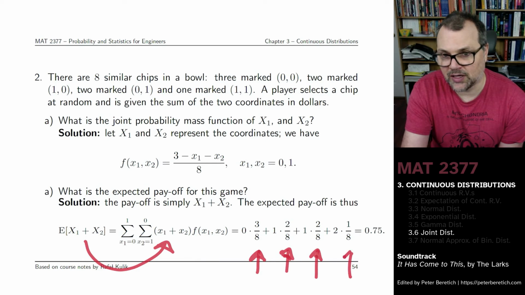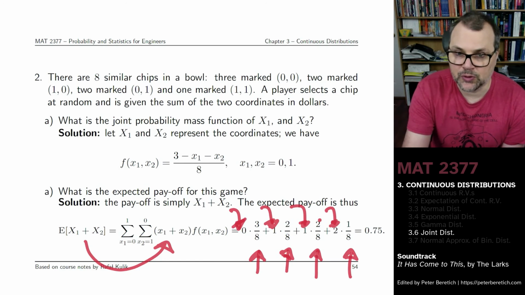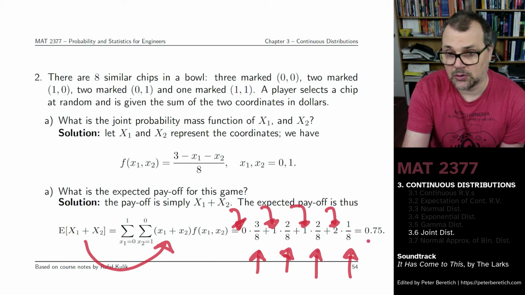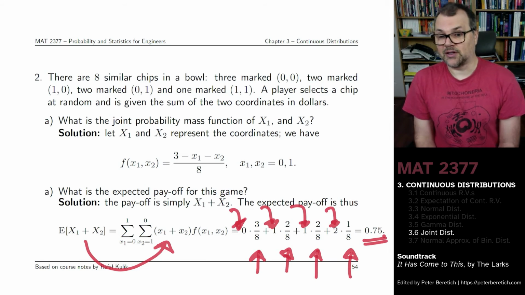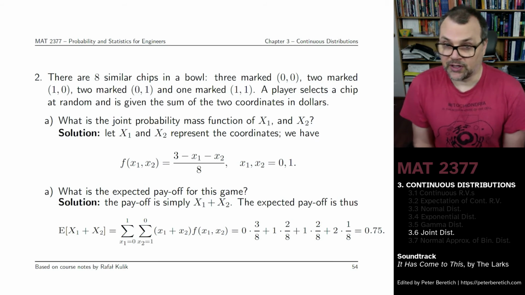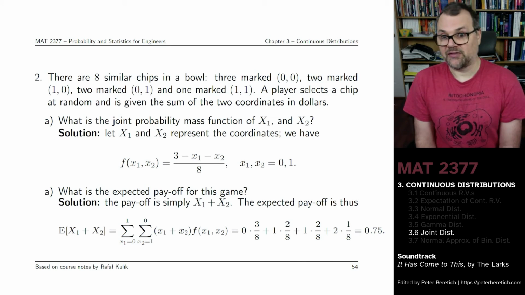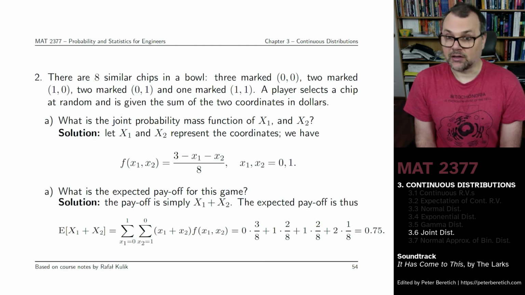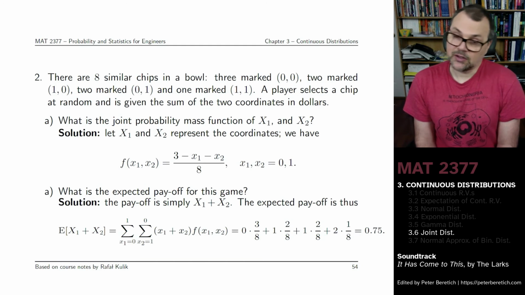and you multiply by the expected payoff for each of these probabilities. 0 in the first case, 1 in the second case, 1 in the third case, and 2 in the fourth case. These are numbers you obtain by just adding x1 plus x2. So the payoff is 75 cents on average. And so if you are offered the opportunity to play this game, but it costs you more than 75 cents to play, you shouldn't play it. On average, you will lose. And if you're offered to play this game and they charge you less than 75 cents to play it, then you should consider playing it.